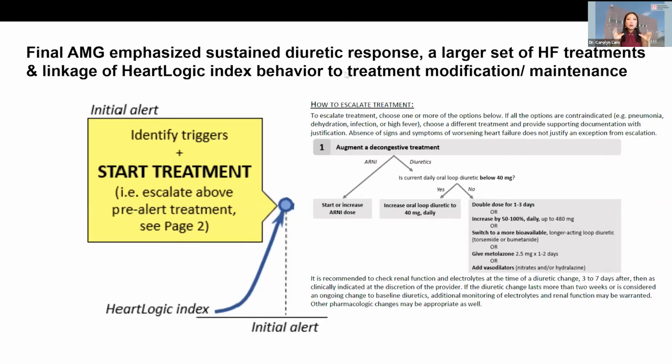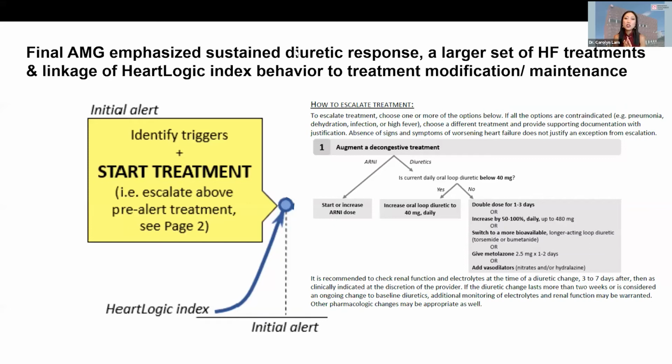The new guide, the Alert Management Guide, firstly says start treatment, big, bold words, because we felt that some people were still avoiding acting on the alerts. And so start treatment. And you have to look at the treatment as decongestive, or address the precipitant, or up-titrate guideline-directed medical therapy. So those three options.